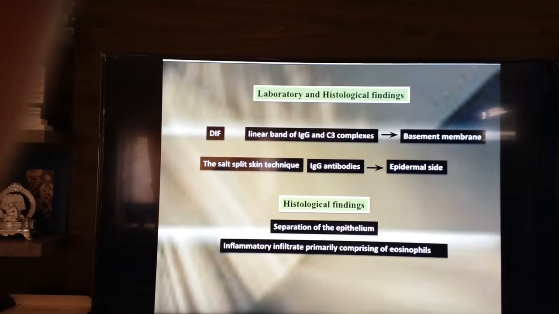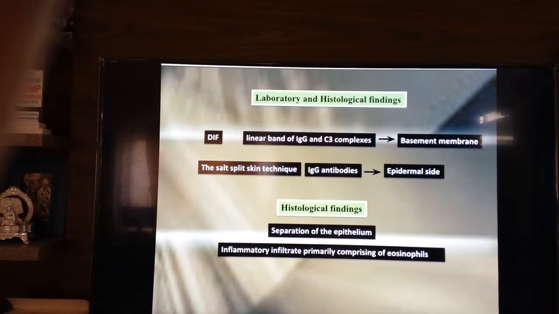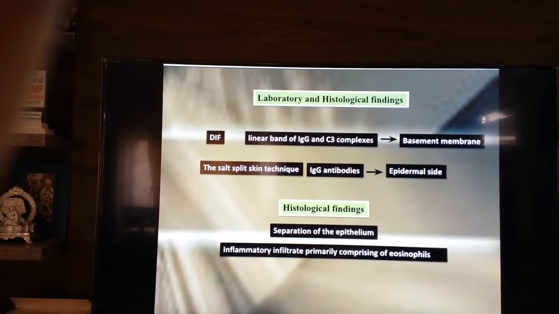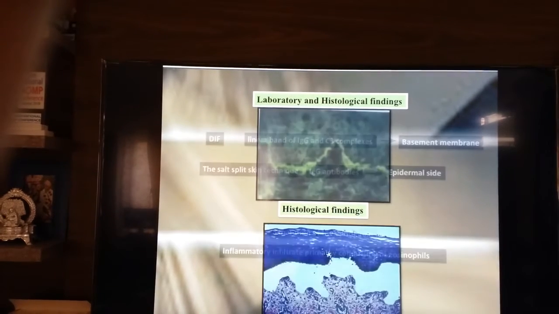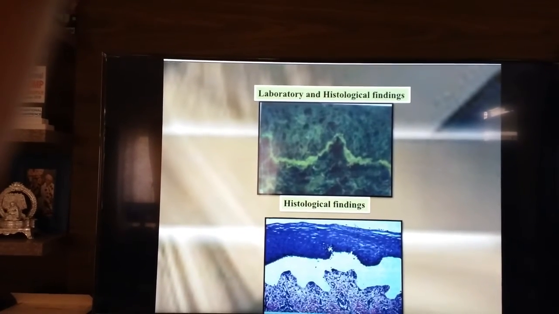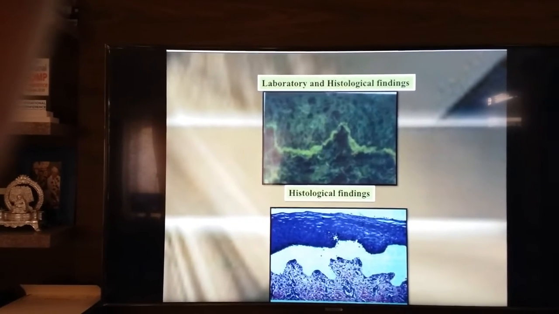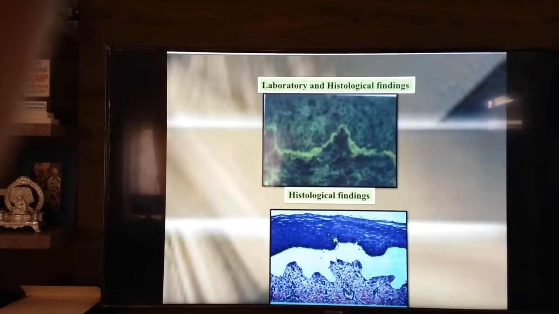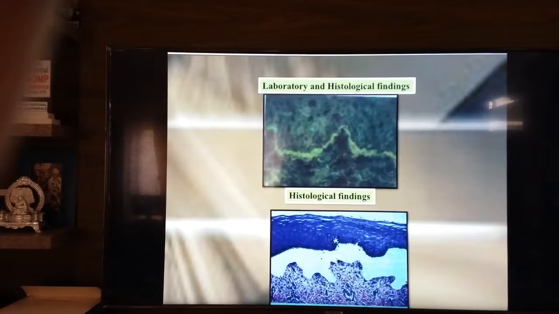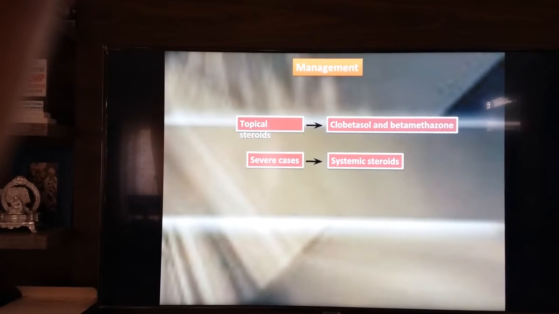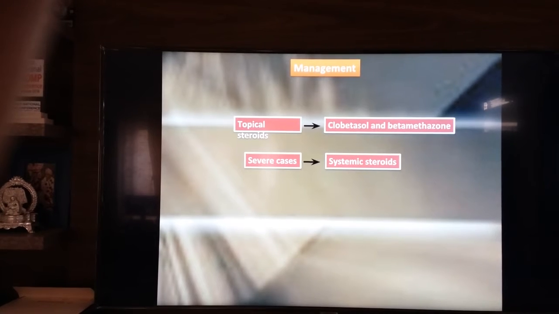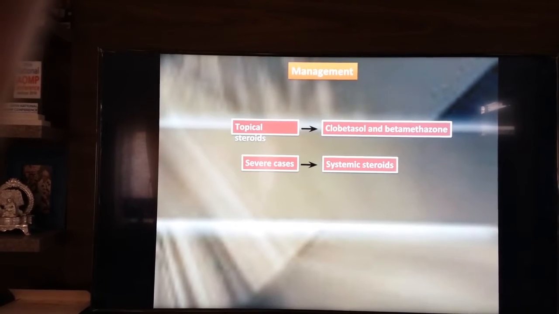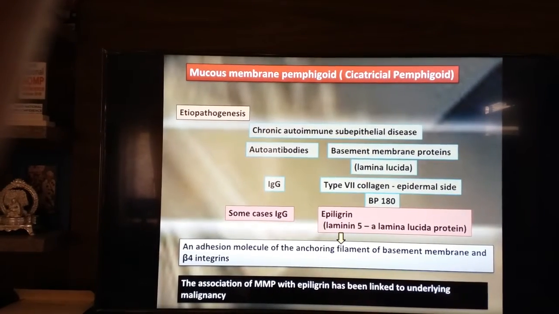And histologically, you will find separation of the epithelium occurring, and a dense infiltrate of inflammatory cells comprising eosinophils present at the junction of epithelium and connective tissue. You can see the beautiful band that is separating the epithelium and connective tissue here, which is a classic situation of pemphigoid. How do you treat? You give topical steroids in the form of betamethasone ointment or clobetasol, or in many severe situations you may give systemic steroids also for such patients.